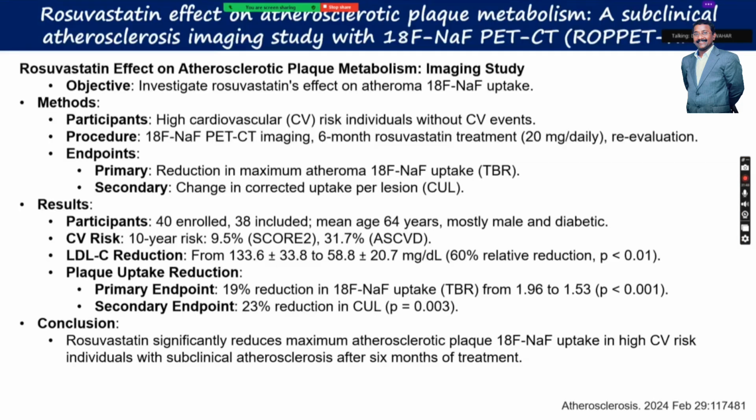So what is new for rosuvastatin? Rosuvastatin effect on the atherosclerotic plaque metabolism. So investigate the rosuvastatin's effect on the atheroma. Here, high cardiovascular risk individuals without CV events. So they are the high risk individuals without any event. So 6 months of rosuvastatin treatment, about 20 milligrams daily, was given. And the primary endpoint, reduction in the maximum atheromatous plaque. And secondary endpoint, a change in the corrected uptake per lesion. And results. So 40 enrolled and 39 included.